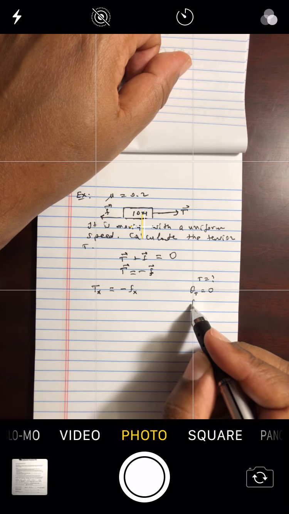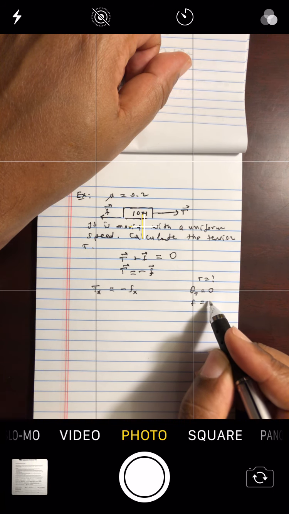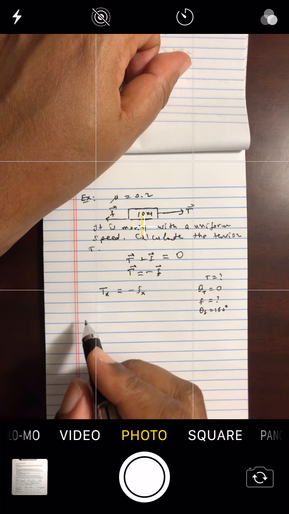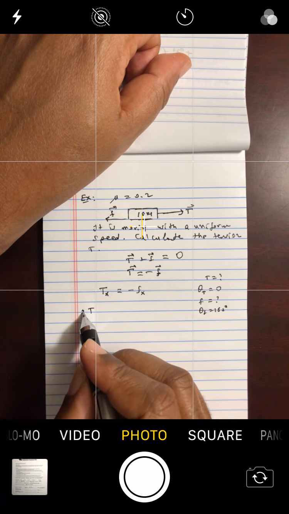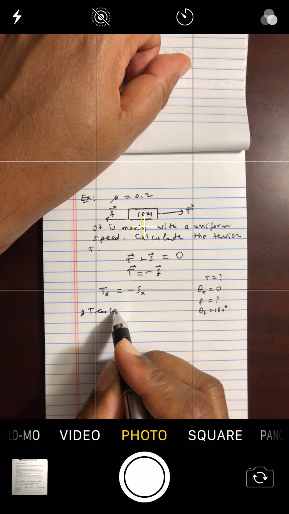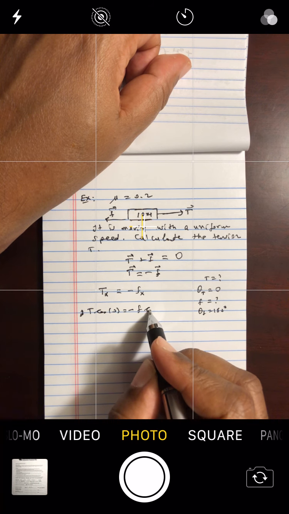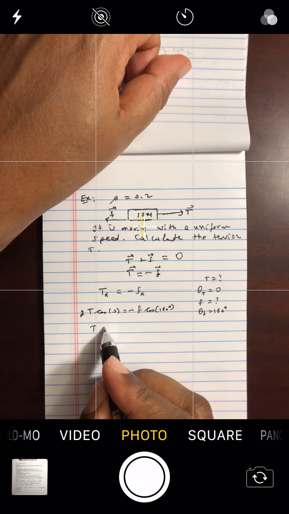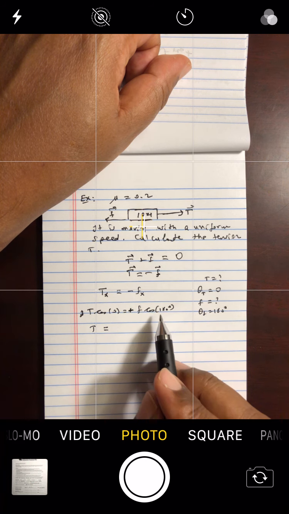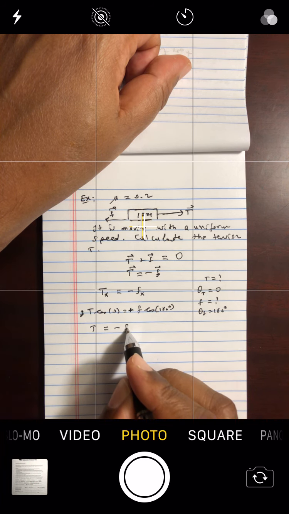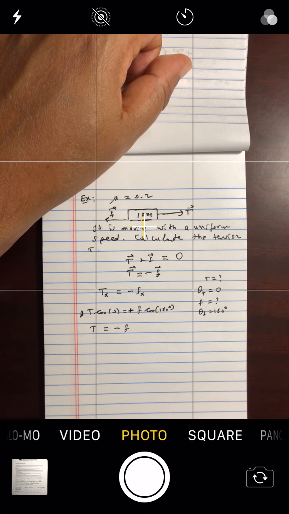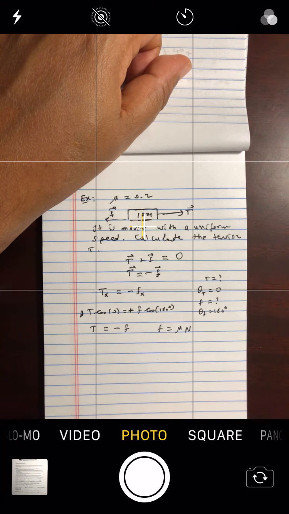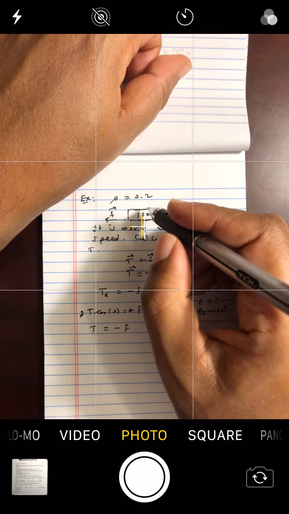How about the friction? We don't know its magnitude so far. Let's just say F, but its direction is 180 degrees. So this is saying the tension times cosine of 0 equals negative friction times cosine of 180. Cosine of 0 is 1, so you get T equals, positive right now, but cosine of 180 is negative 1, so you get negative F. So tension is the negative of the force of friction, but we also know force of friction is mu times the normal force.